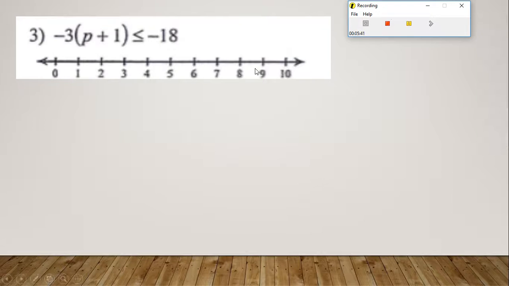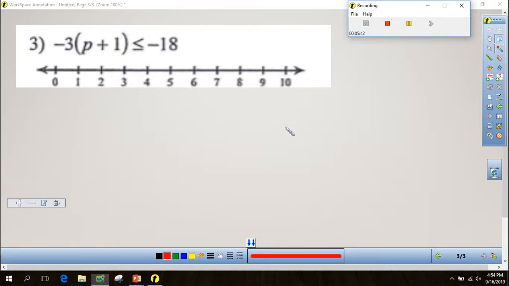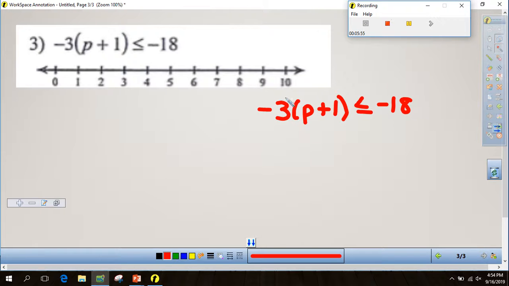Next problem, we have negative 3 parentheses p plus 1 is less than or equal to negative 18. The first thing I want to do is distribute to get rid of these parentheses. So my problem becomes negative 3p, negative 3 times 1 is a negative 3, less than or equal to negative 18. I want to get this p all by itself. So I have a negative 3 that's attached, and then the minus 3 that's just hanging out over here.